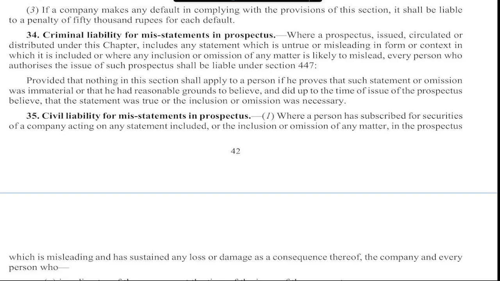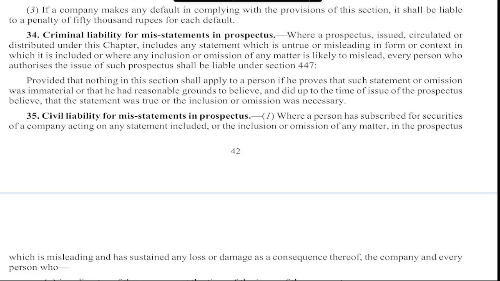In all these three cases, what will happen? Criminal liability will get attracted. Below write down. Point A completed. B. Result. What will happen if you do like that? Write down. Persons authorizing the prospectus shall be liable under section 447. Next, C.